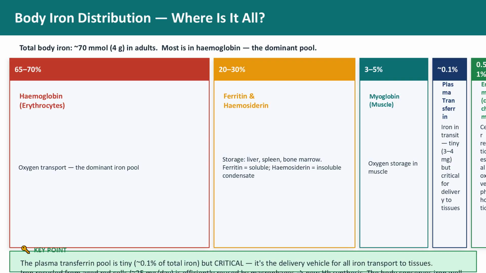Iron in the body is primarily stored in hemoglobin, making up 65 to 70% of total iron. Ferritin and hemosiderin account for 20 to 30%, stored in the liver, spleen, and bone marrow. A smaller portion, 3–5%, is found in muscle as myoglobin. Understanding these distributions is crucial for diagnosing iron-related conditions.